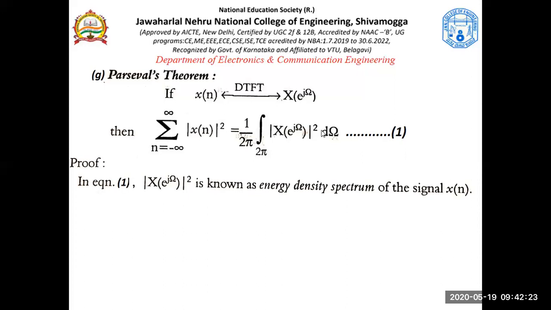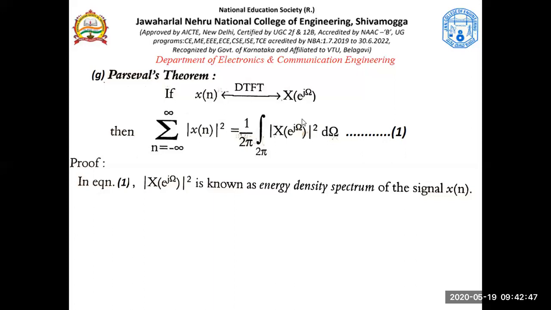Omega is the frequency, at a particular frequency. What is the energy density? This is the energy density spectrum of the signal x of n, where x of n is the discrete time signal. This is the energy of the signal x of n, the combined, total energy of x of n. What is this? This is the energy density spectrum.